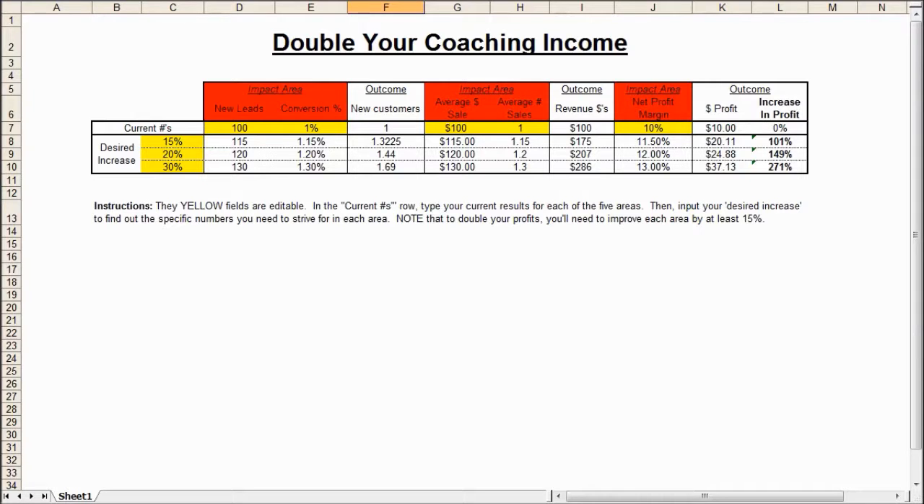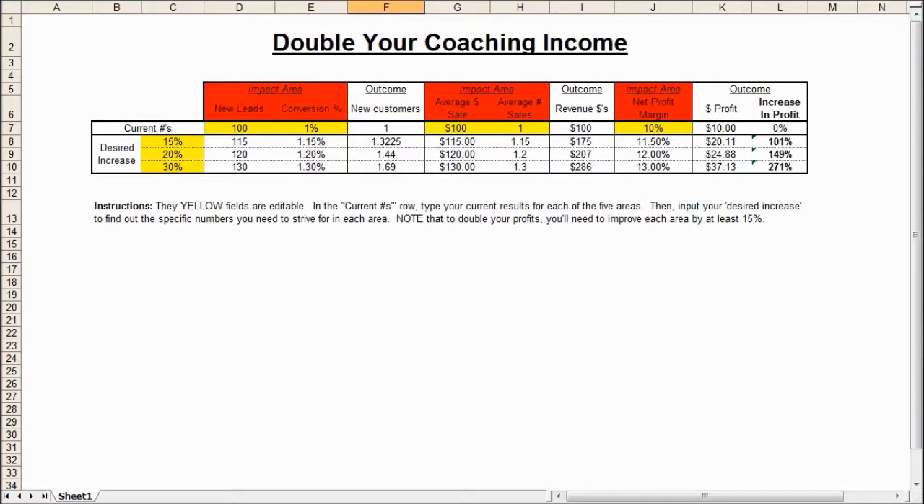Even if you don't really like or get math all that much, it's worth understanding this because it'll help you figure out where you can add leverage to your coaching practice and different ways to increase the results that you're getting without doubling any one area. So if you see here in the red at the top, you see the different impact areas. These are the 5 different areas of profit leverage.